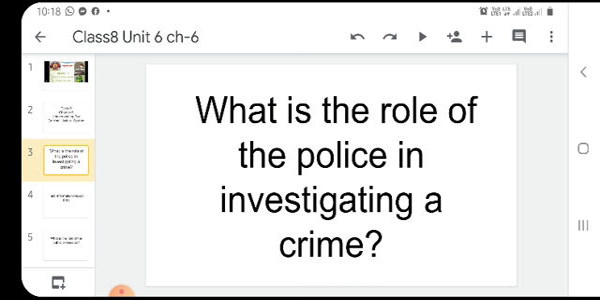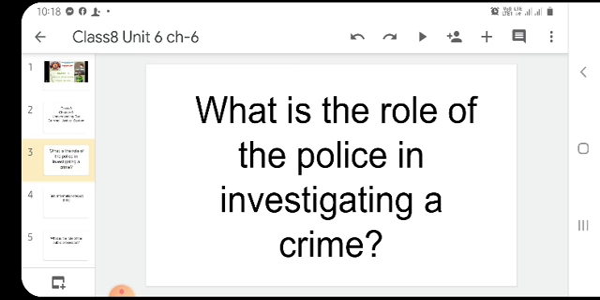Dear students, one important function of the police is to investigate any complaint about the commission of a crime. An investigation includes recording statements of witnesses and collecting different kinds of evidence. On the basis of the investigation, the police are required to form an opinion. If the police think that the evidence points to the guilt of the accused person, then they file a charge sheet in the court. As stated at the beginning also, it is not the job of the police to decide whether a person is guilty or innocent. That is for the judge to decide.